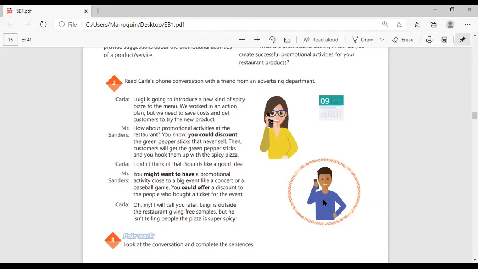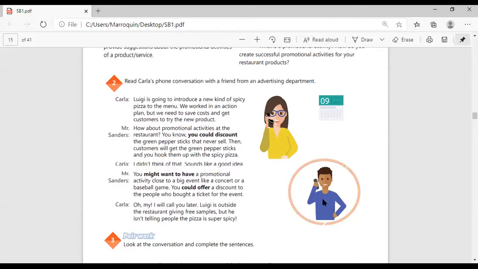You might want to have a promotional activity close to a big event like a concert or a baseball game. You could offer a discount to people who bought a ticket for the event. Oh, right. We'll call you later. Someone is on site at the restaurant giving free samples, but he isn't telling people the pizza is super spicy. All right, good, thank you.